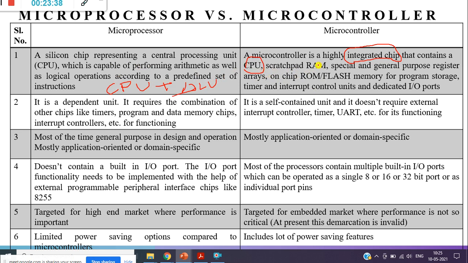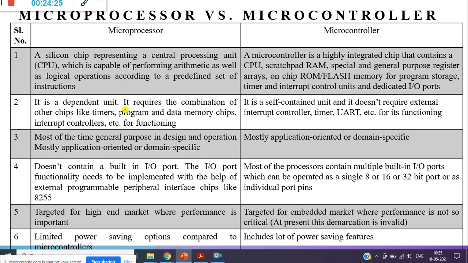But here in this case, CPU plus random access memory plus special types of registers and on-chip memory, flash memory or read-only memory to store the program, followed by timer and control units and dedicated input-output controllers. That's what you can see here: only CPU and ALU, and apart from the CPU, the peripherals such as RAM, read-only memory, timer and control unit, interrupt control units, and dedicated I/O ports. Combinedly, I call it a microcontroller.